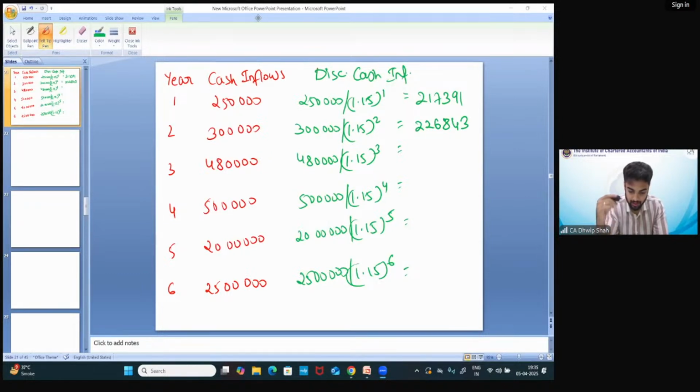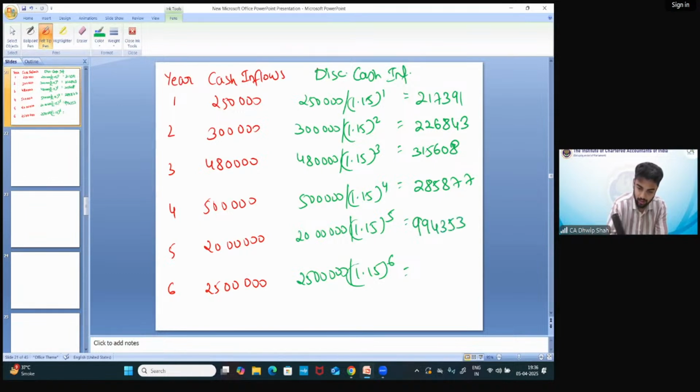Then for year 3, 480 divided by 1.15, press equal to 3 times. 315608. For year 4, it would be 5 lakh divided by 1.15, 4 times equal to 285,877. For year 5, 994,353. And for year 6, 1080,819.